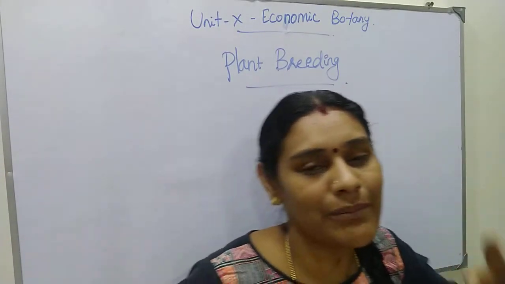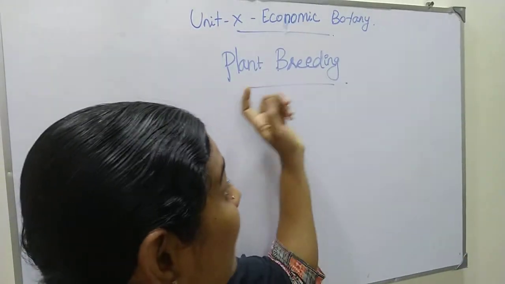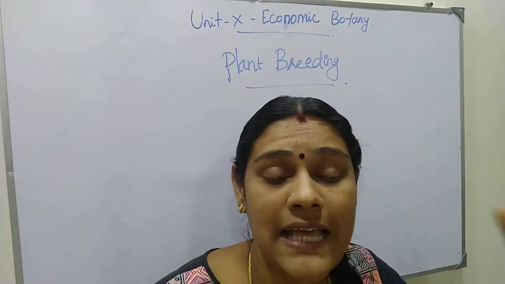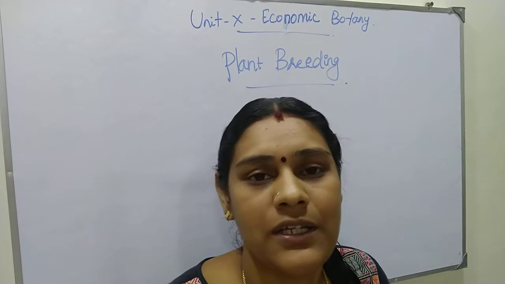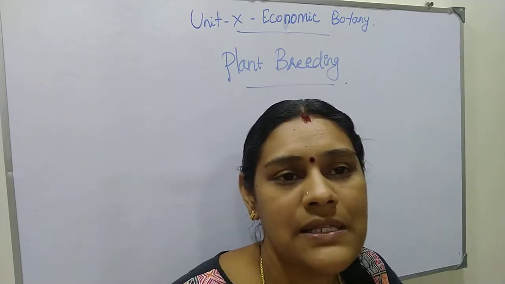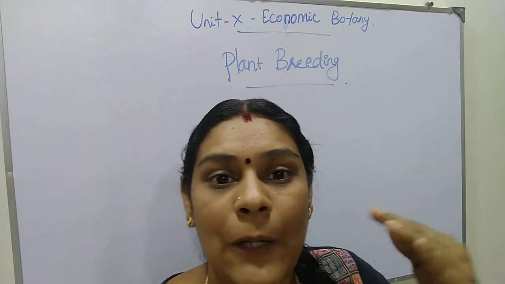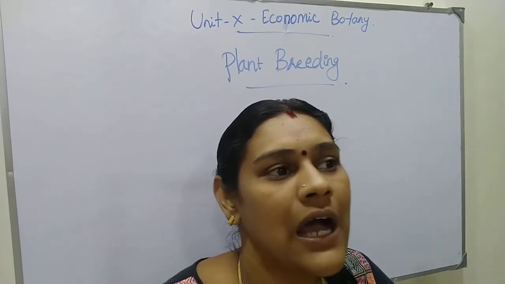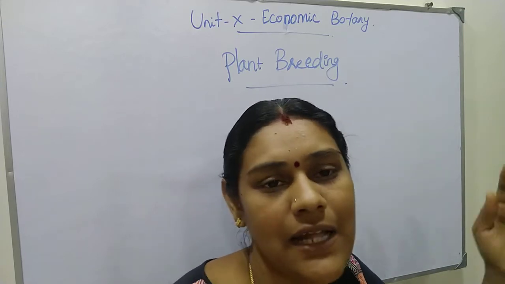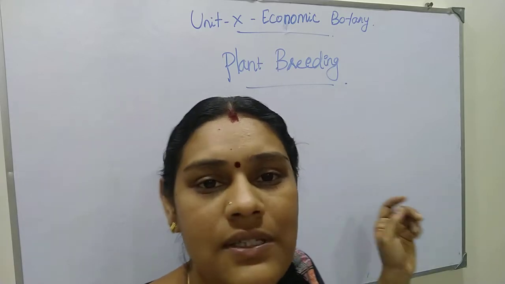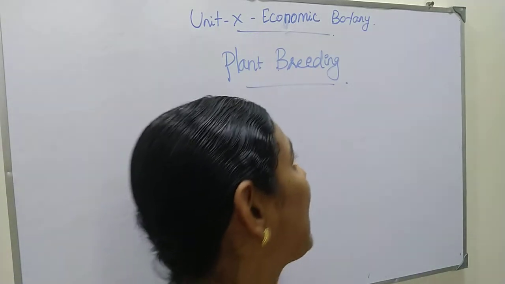Under this unit we will have two chapters: one is plant breeding, and the other is economic botany, that is, the plants we are using in our life, like pulses, cereals, aromatic plants, and these kinds of plants. Herbs and medicinal plants, these separate subdivisions, will be read in the next lesson. So this lesson is regarding plant breeding.